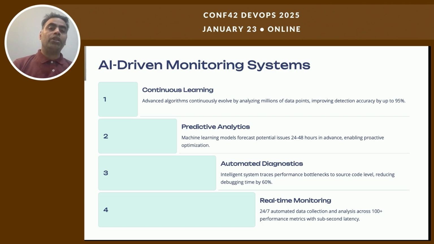Machine learning models predict issues well in advance, enabling proactive fixes. Automated diagnostics trace performance bottlenecks to their source, reducing debugging time by up to 60%. With real-time monitoring of over 100 metrics, the systems ensure that your app remains fast, stable, and reliable.